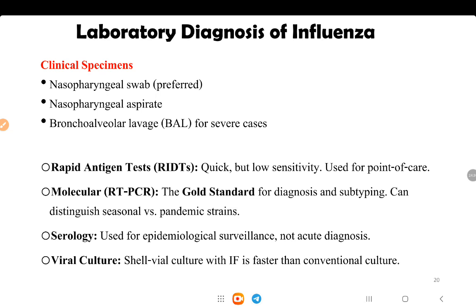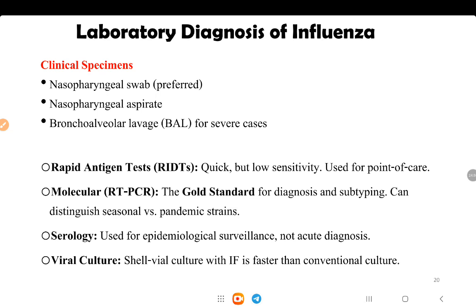Real-time PCR is the gold standard for diagnosis and subtyping, and is capable of distinguishing the pandemic strain. Serological tests are used for epidemiological surveillance rather than acute diagnosis.